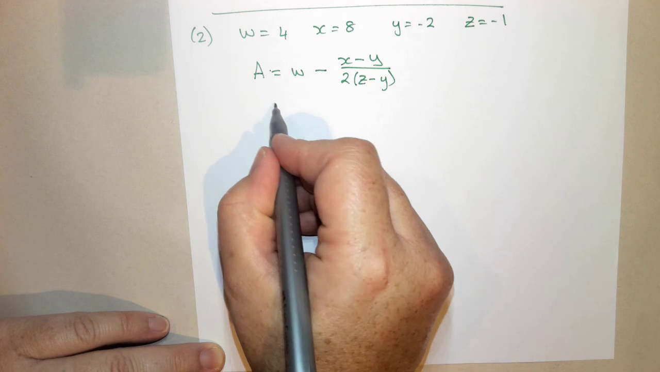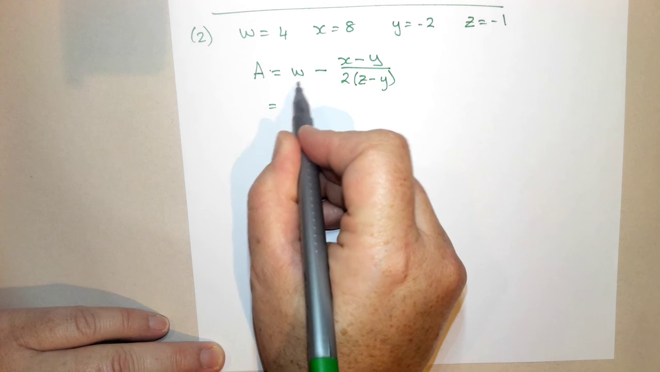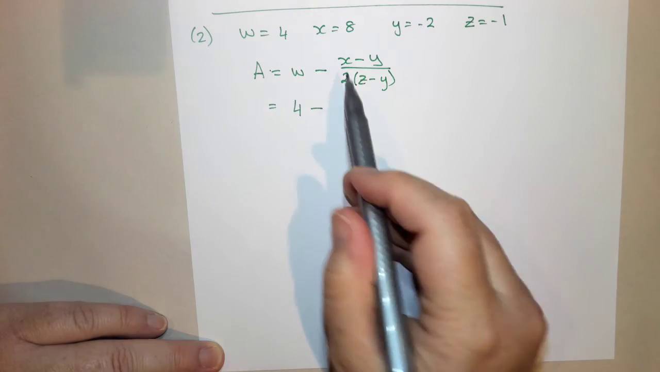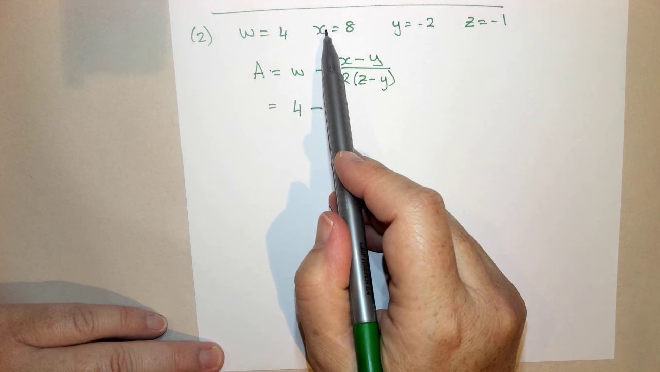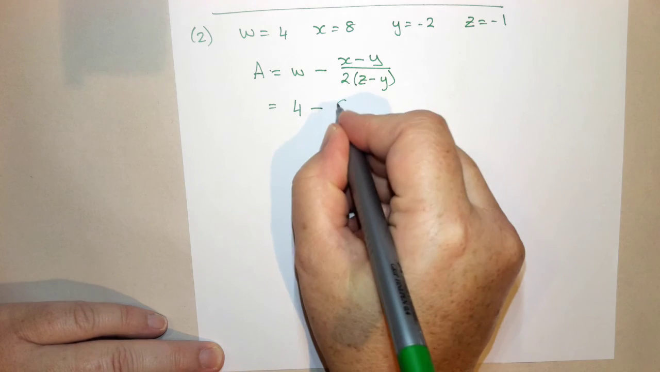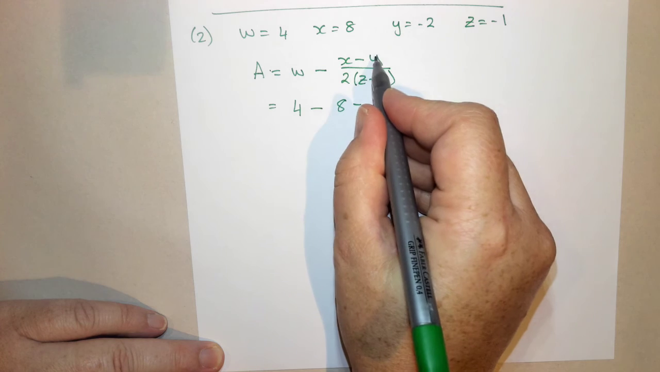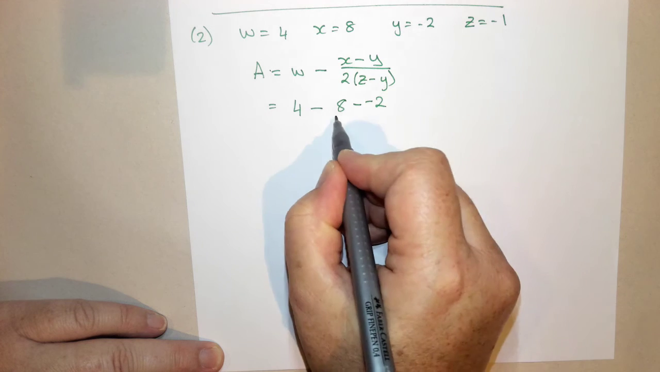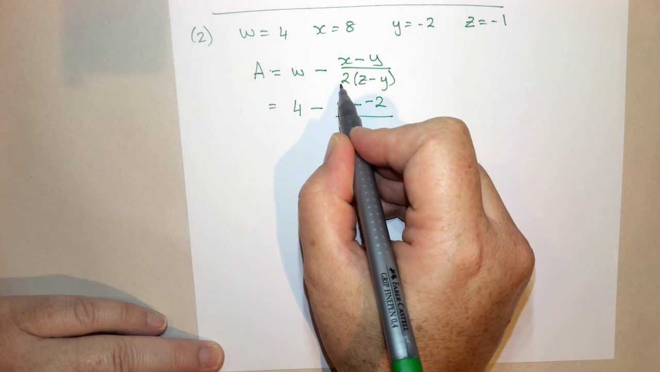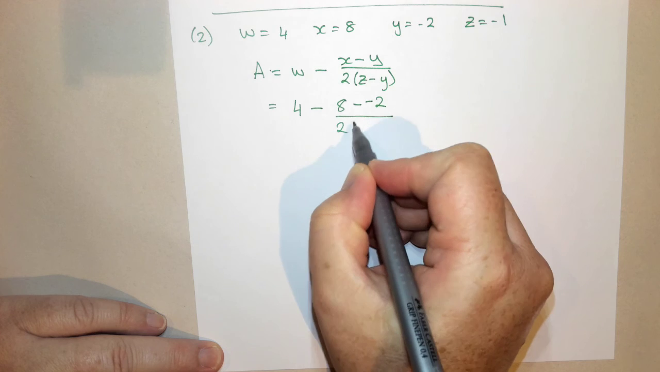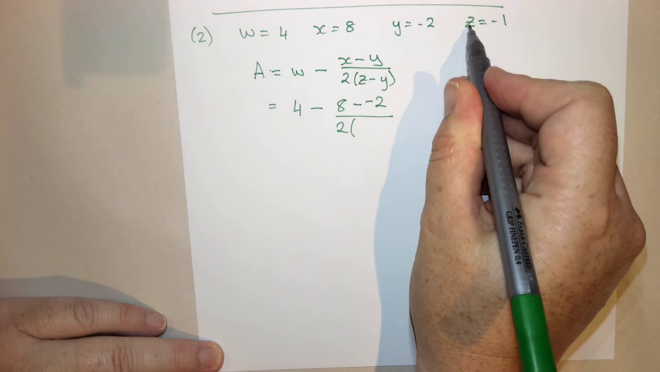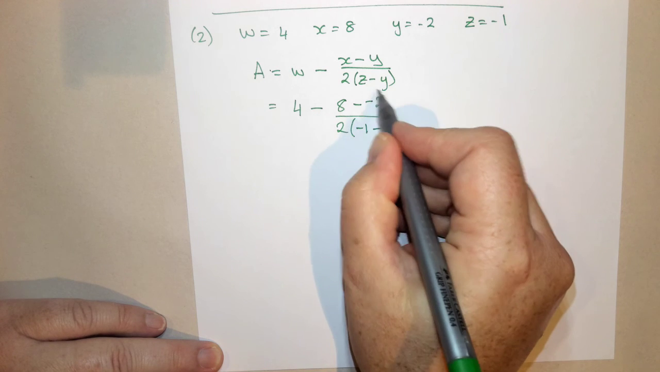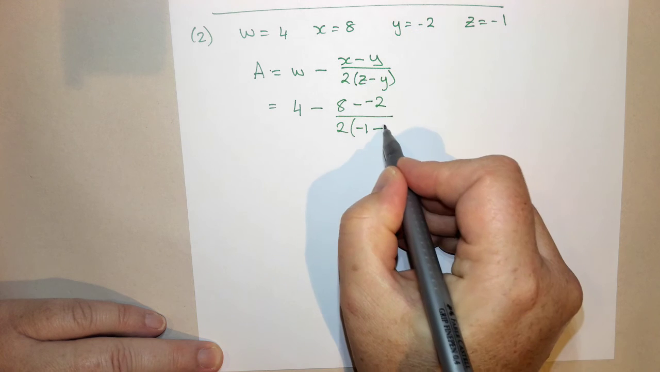Okay, so a slightly different formula now that we're substituting into, but still the same process. So I want to calculate A, so that means in place of the letter W, I can replace it with the number 4. Then, in place of the X, I can replace that with the number 8. Subtract, now in place of Y, I can replace the Y with negative 2, over 2 times bracket, and in place of Z, I'm going to replace the Z with a negative 1. Take away, and in place of the Y, I want to replace Y with negative 2.